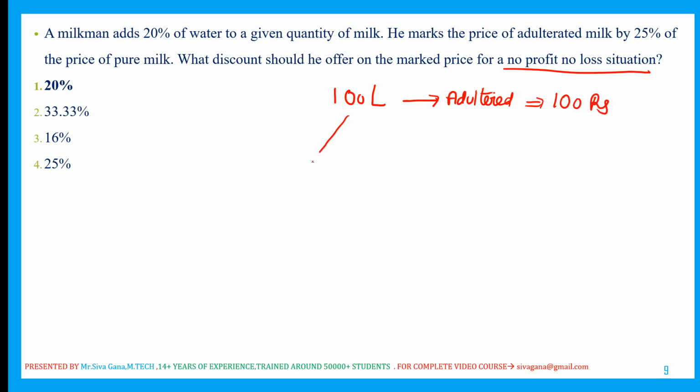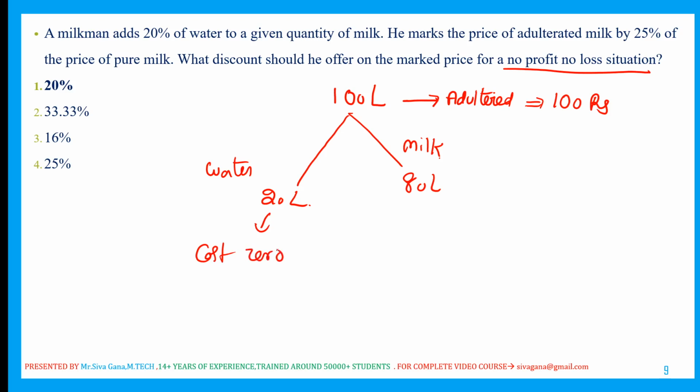Now in this adulterated 100 liters, 20% is water, which means 20 liters of water, and 80 liters of what? Milk, which is pure milk, right? So water cost is how much? 0. Water cost is 0, which means this 80 liters cost is how much? 100. So cost price is 100.